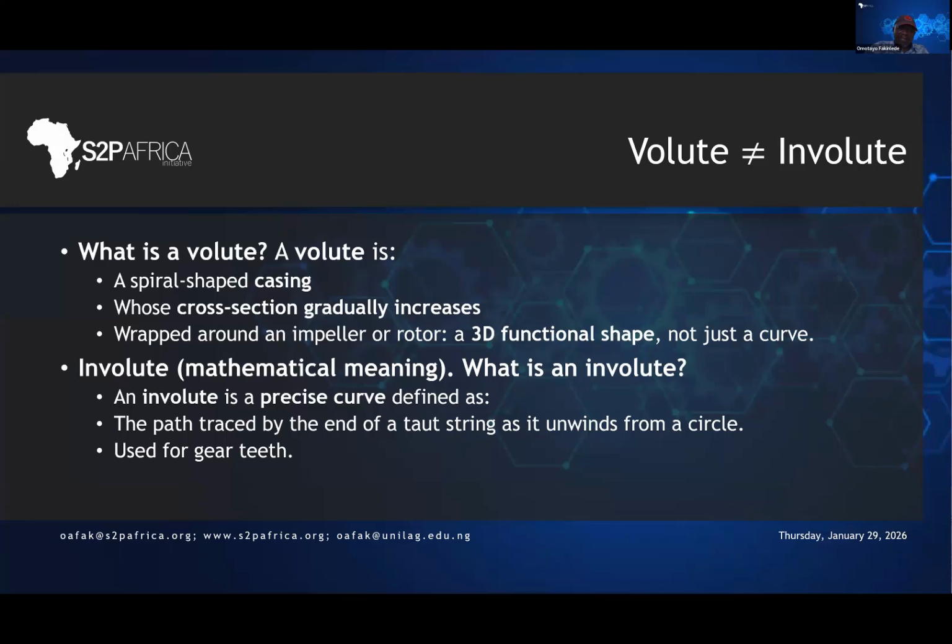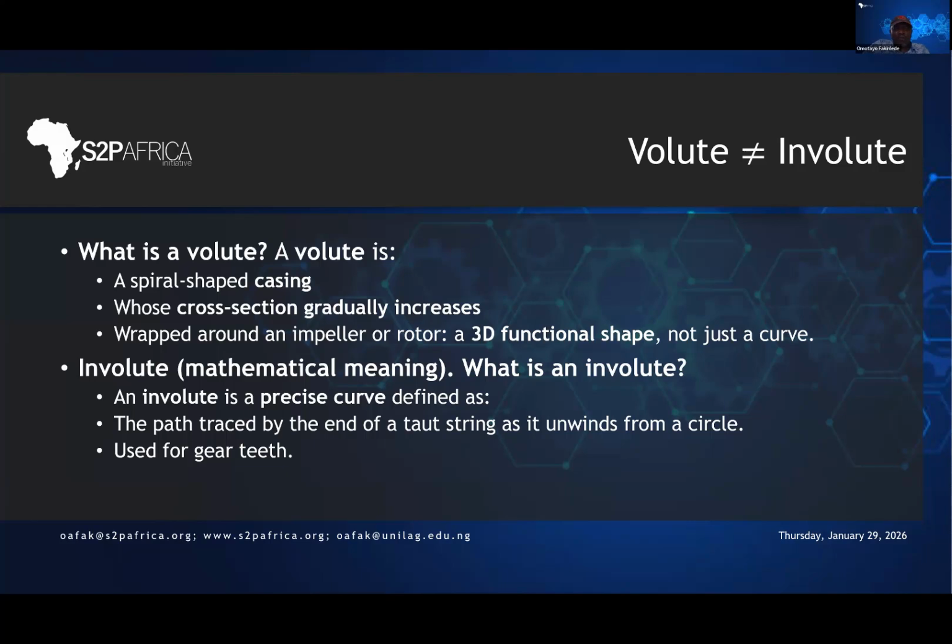An involute is a mathematical expression, and it is a precise curve defined as the path traced by the end of a taut string as it unwinds from a circle. So if you wind a string on a circle and you keep that circle fixed and you are now releasing the end and you are going around, making sure that the string remains taut all around, what you get there is a curve called an involute.